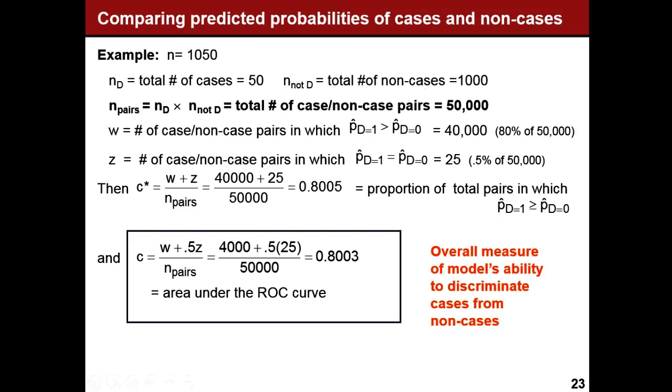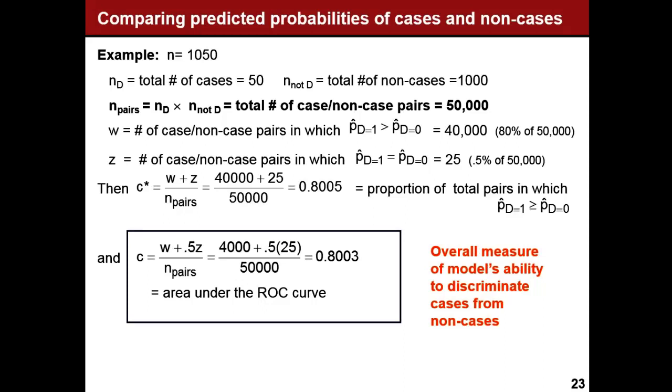What it does is you're going to look at every pair of case to non-case, all the possible permutations, like I pick one out of the 50 people out of a hat and one out of the 1,000, you pair them up. And you look at every pair of case and non-case, whether the case was predicted to have a higher probability of the outcome than the non-case, right? On average, if your model's good, it's another way of summarizing what the ROC curve is assessing.